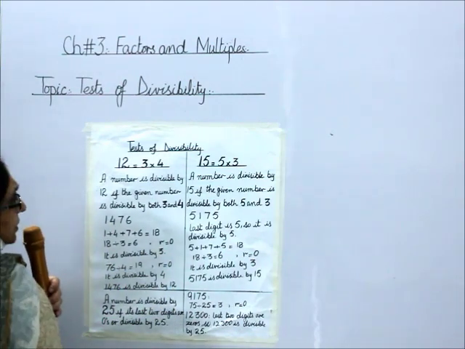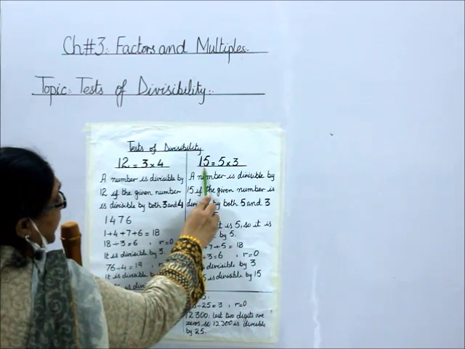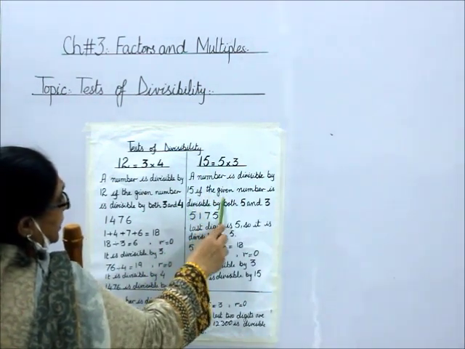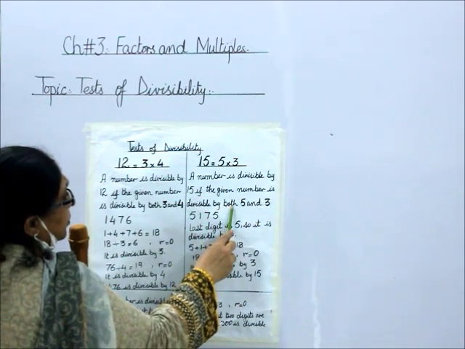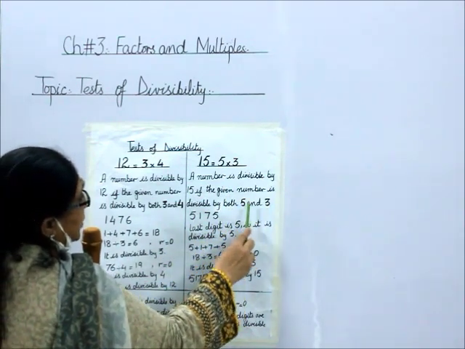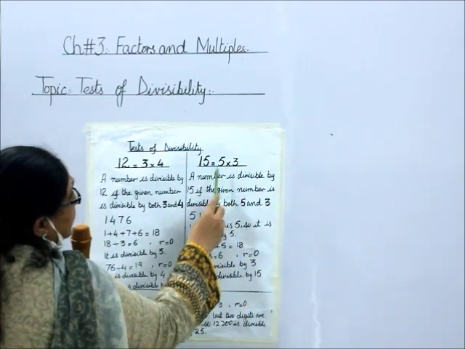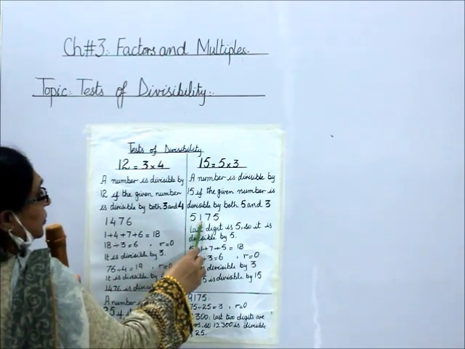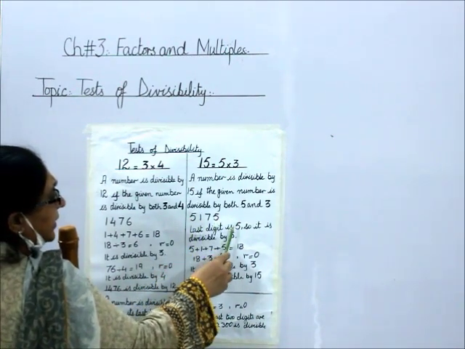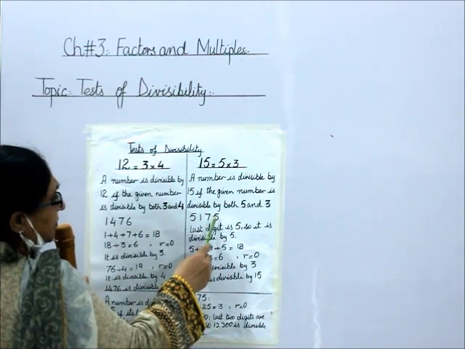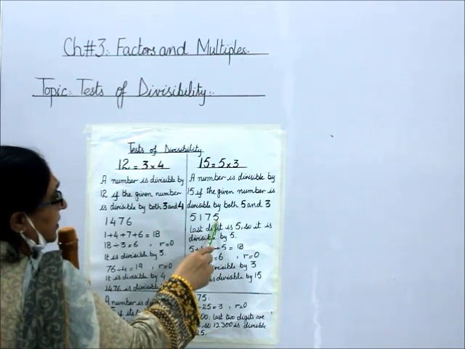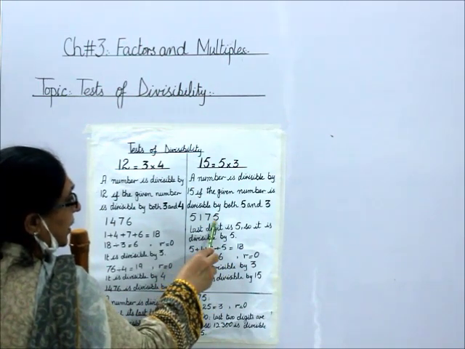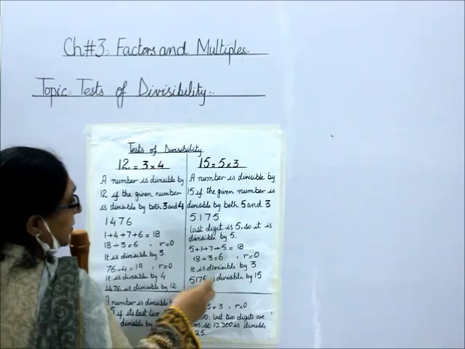The next rule is for number 15. And the rule is a number is divisible by 15 if the given number is divisible by both 5 and 3. Because 5 and 3 are the factors of 15. Look at this number, 5175, and according to the rule of number 5, if the last digit is 0 or 5, then the number is divisible by 5. Here we have 5 at the ones place, so it is divisible by 5.